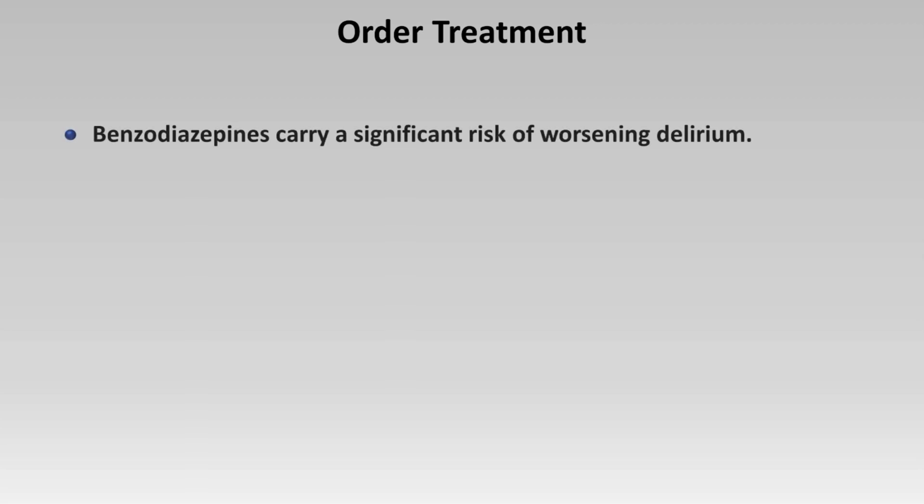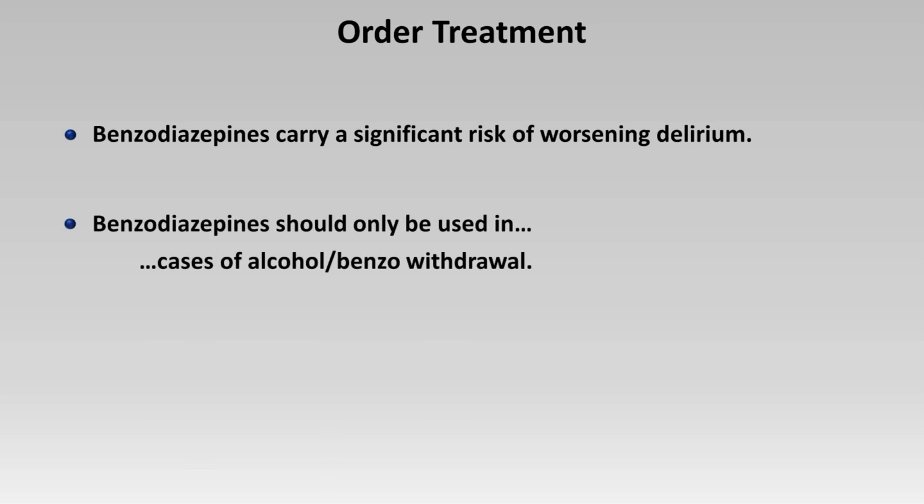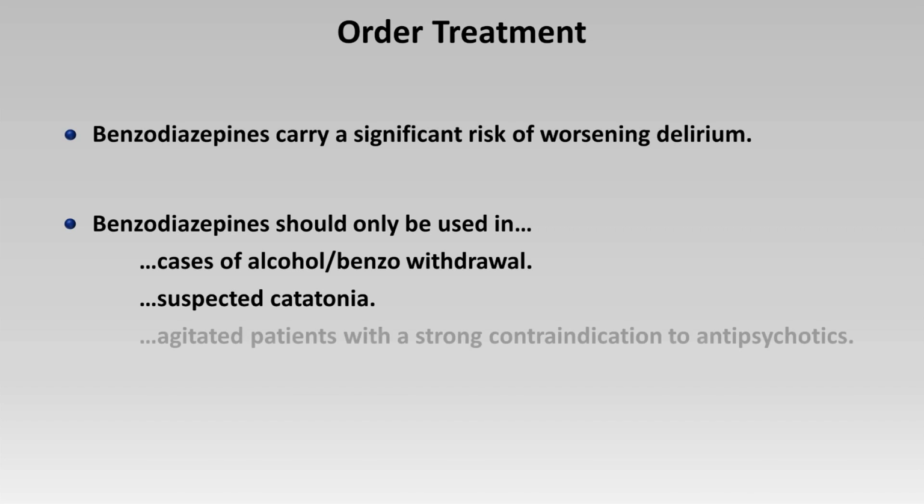Finally, what about benzodiazepines? Because they are sedating, occasionally they are suggested or requested to control behavior in an agitated, delirious patient. Unfortunately, benzodiazepines carry a significant risk of worsening delirium. They should only be used in cases of alcohol or benzo withdrawal, suspected catatonia, in which benzos are the primary pharmacologic treatment, and in the severely agitated patient who has a strong contraindication to antipsychotics, such as a pre-existing QT prolongation.